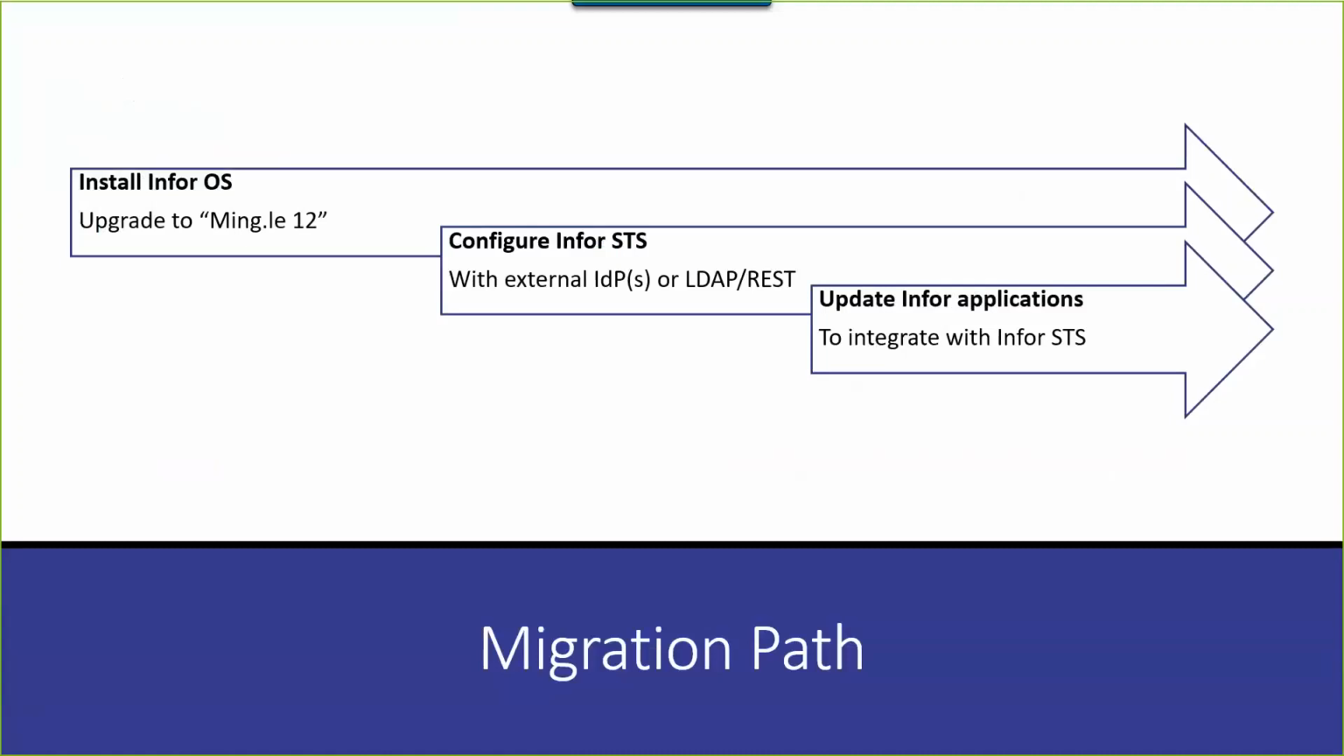This is typically done as a side-by-side upgrade. So you would procure and provision additional infrastructure and new servers to support it. They would be set up side-by-side so as not to interrupt current end-user operation in your Mingle 11 environment. We would configure and install onto those servers and then cut over whenever you're ready to go live. Once those servers are stood up, that's when we can begin the configuration of Infor STS.